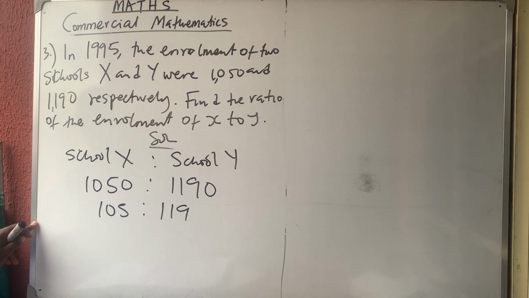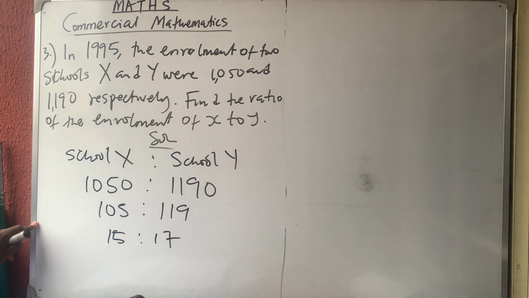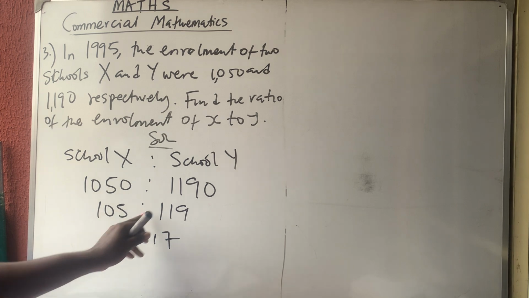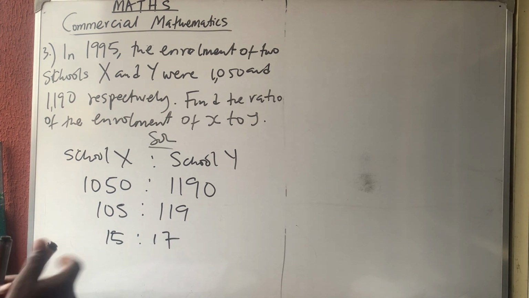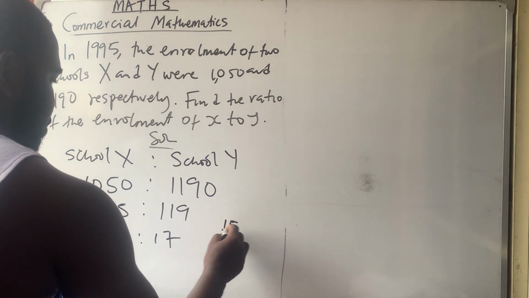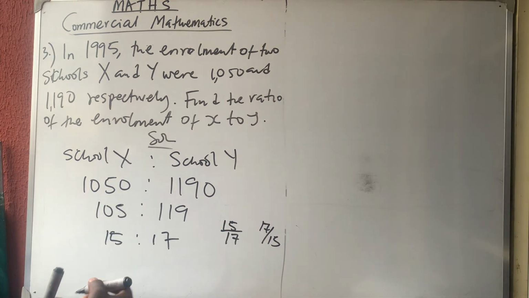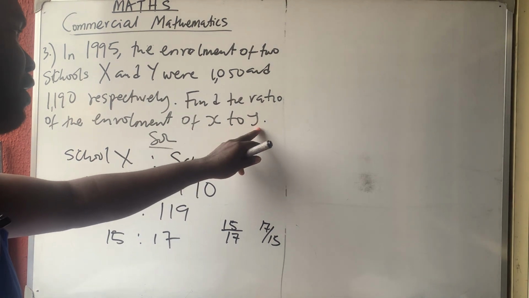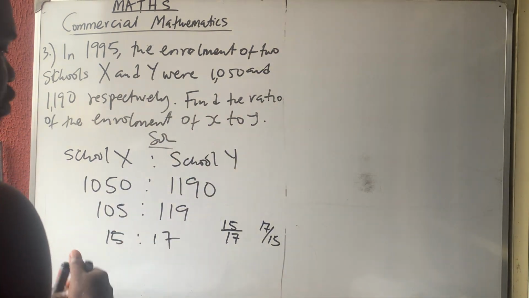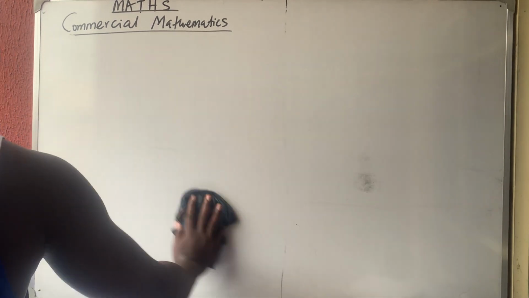If you divide further, you are going to have 15 is to 17. So how do you get that? You can divide by 7. If you divide it by 7, you have this. But sometimes the answer may be in fraction. The answer may be 15 over 17, and an option can give you 17 over 15. So it depends on the one they mentioned first. Had it been they mentioned Y is to X, then it will now be 17 over 15. But since they mentioned X is to Y, it will be 15 over 17. So you have to be very careful with the one they mentioned first.